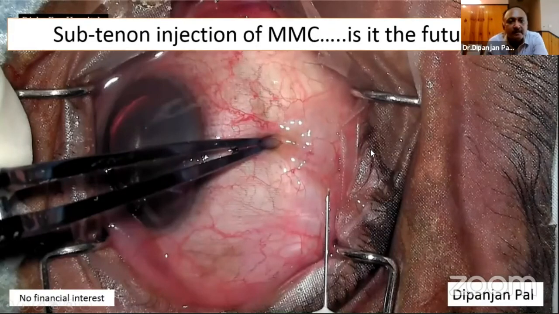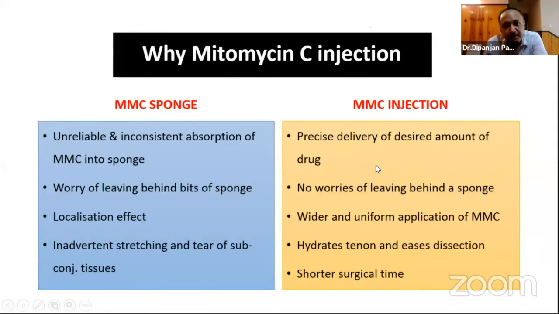Is it the future, subtenon injection of mitomycin C? So why mitomycin C injection? We must understand that when you use a sponge, there is some amount of unreliability and uncertainty about the inconsistent absorption of mitomycin C into the sponge, and there is worry of leaving behind bits of it. And there may be a localization effect that Dr. Suchandra Shah was also telling.